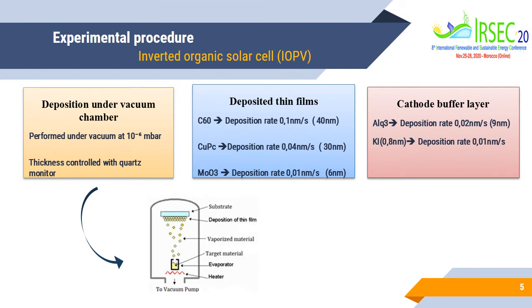For the experimental work, the inverted organic solar cell was deposited by evaporation under vacuum with a pressure of 10⁻⁶ millibar. All the layers were deposited successfully, and the thickness of each layer was controlled with a quartz monitor.